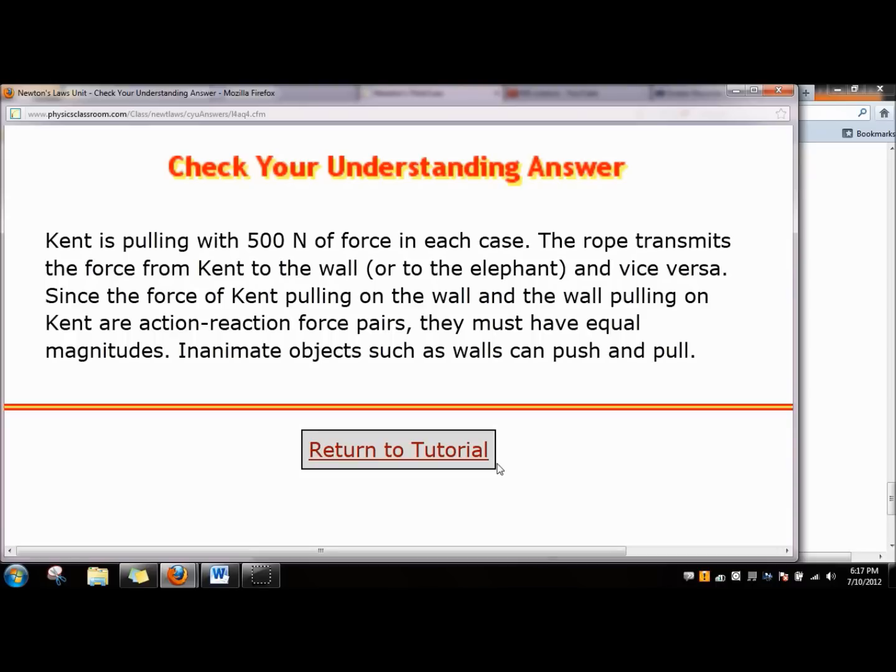It says that Kent is pulling with 500 newtons of force in each case, so the same. The rope transmits the force from Kent to the wall or to the elephant, and vice versa. Since the force of Kent pulling on the wall and the wall pulling on Kent are action and reaction pairs, they must have equal magnitudes, or equal sizes. Inanimate objects such as walls can push and pull.